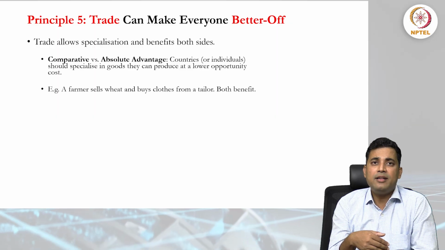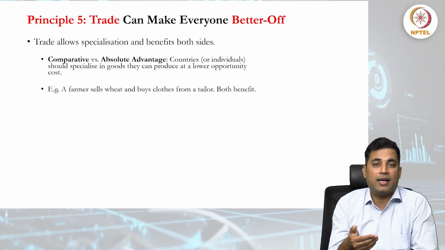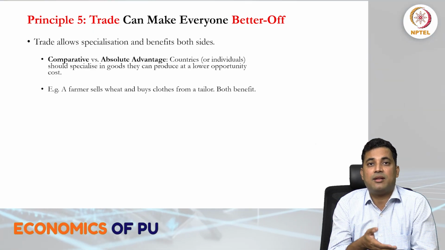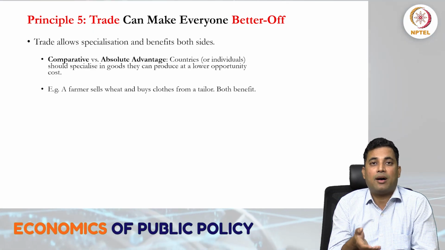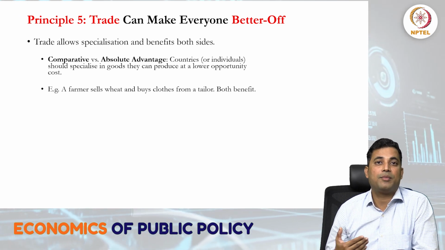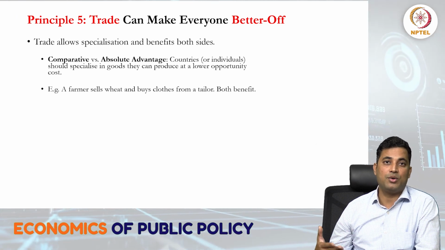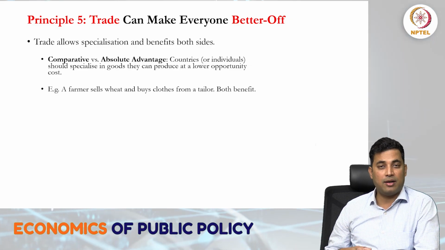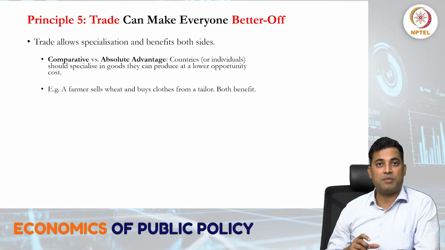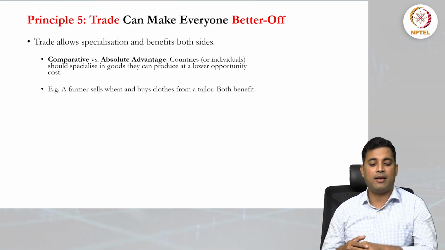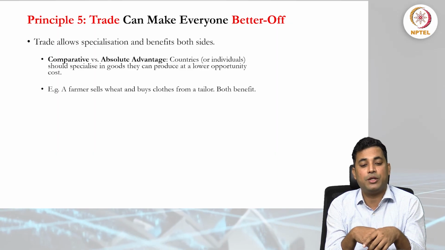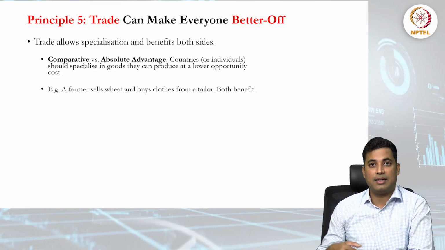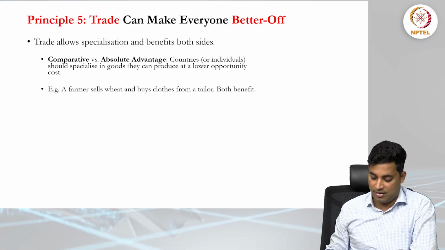The farmer is specialized in growing agricultural commodities, and the tailor is specialized in stitching clothes, and therefore both benefit from each other by exchanging the specialized goods produced by specialized people. Therefore, in the debate of trade, specialization comes. And when we talk about comparative and absolute advantage, it is basically from trading. These are the two classical trade theories that we study in economics.